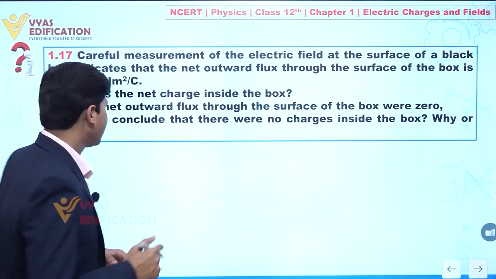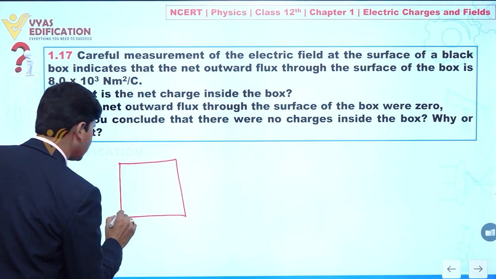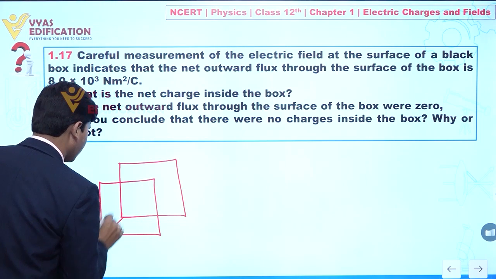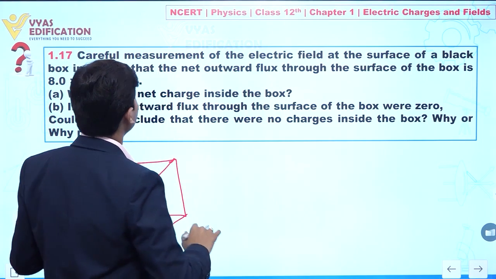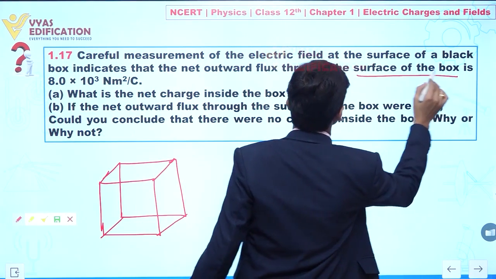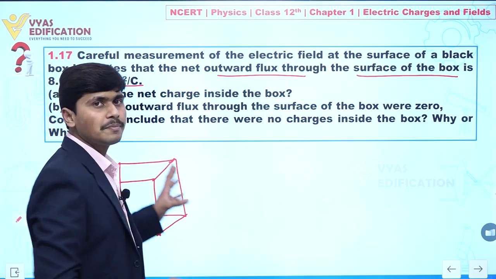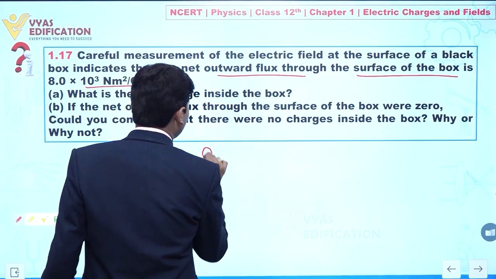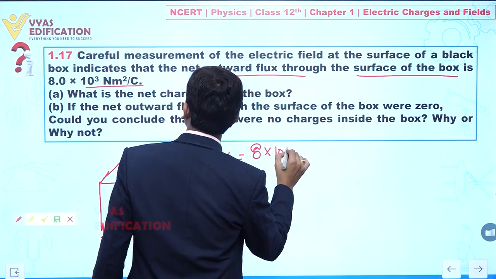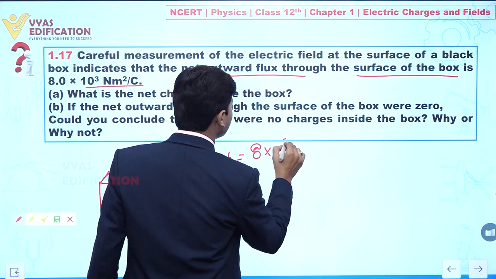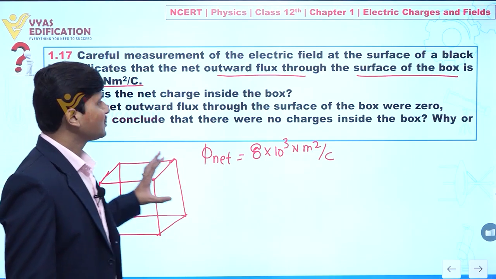Now listen carefully. Let's suppose here we have a box, and I am drawing the box like this. Let's suppose this is a black box. In this question, phi net is given to you. It means the net outward flux is 8 into 10 to the power 3 Newton meter square per Coulomb. Our objective here is to calculate the net charge.